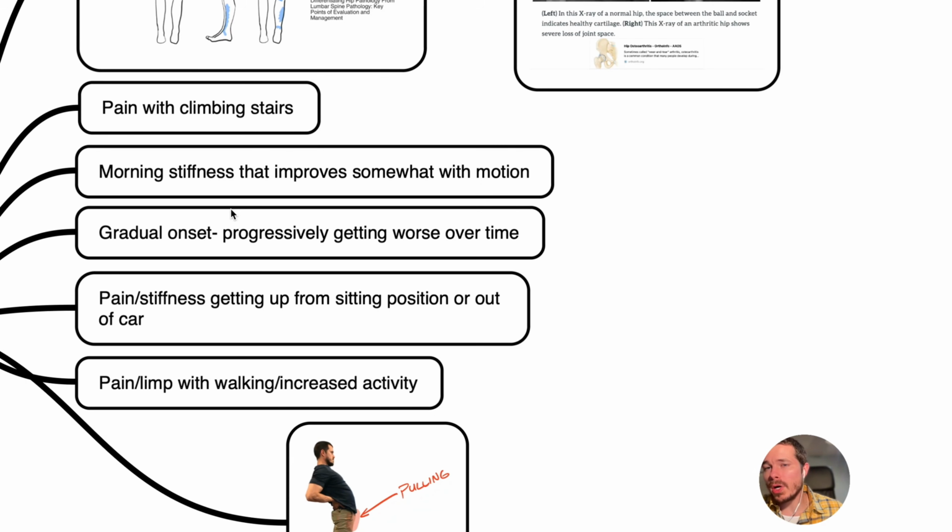Has there been a gradual onset? Arthritis generally doesn't occur overnight. So if you had a rapid onset of symptoms in your buttock, the chance that it's hip osteoarthritis is not high, because arthritis doesn't just show up in a split second. And generally, it gets worse over time. Not always, but worse over time.